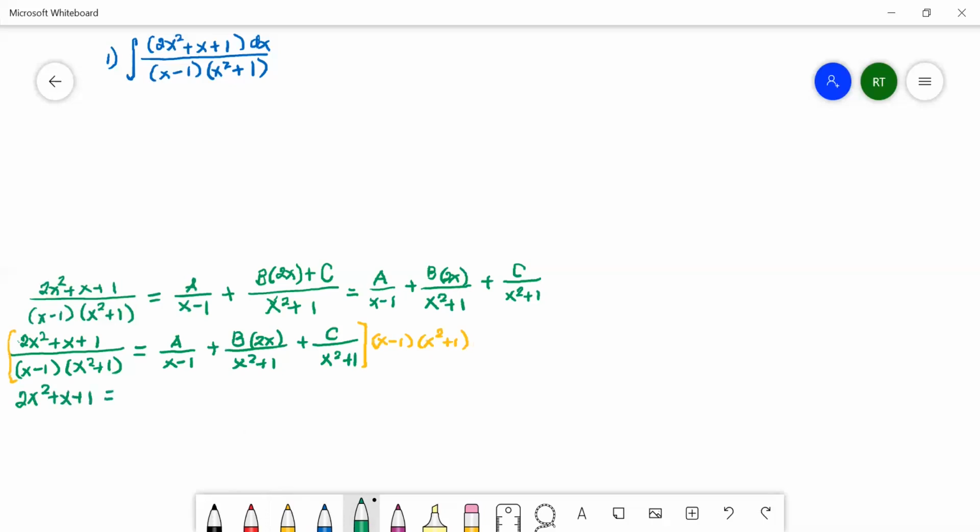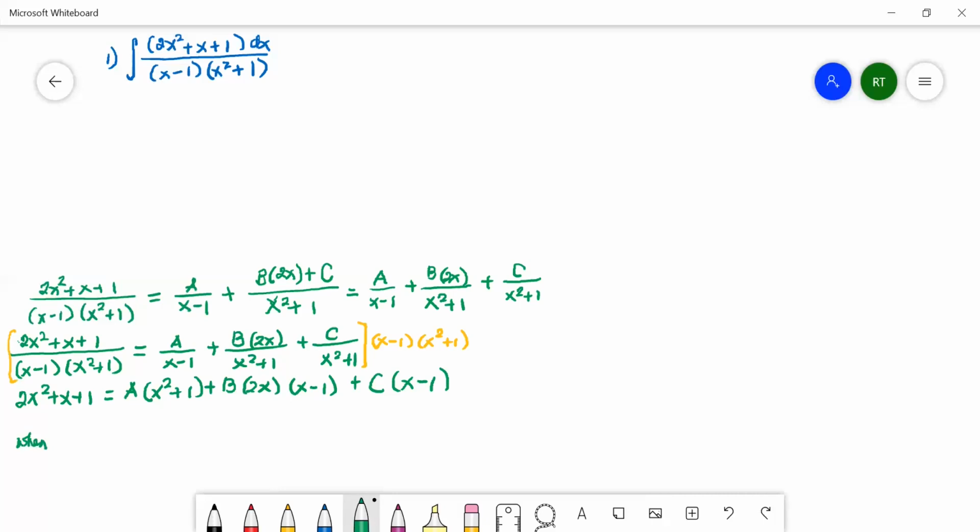Therefore, on the left member, we will have 2x squared plus x plus 1. And on the right member, we need to multiply each term by the LCD. And that gives us A times (x squared plus 1) plus B times 2x times (x minus 1), and then plus C times the quantity (x minus 1). Now, there is only one value of x that makes the denominator 0. We consider the linear factor x minus 1, equate it to 0, and that will give us x is equal to 1.